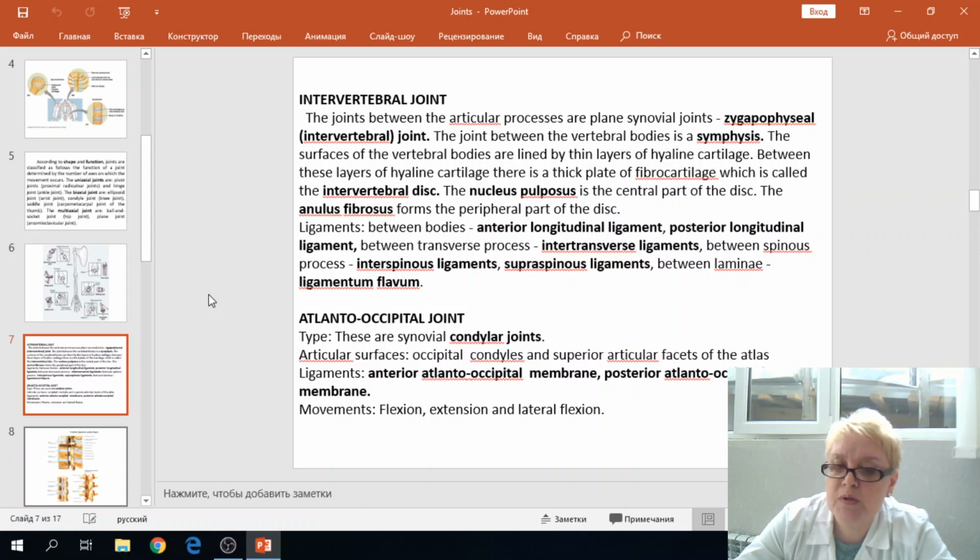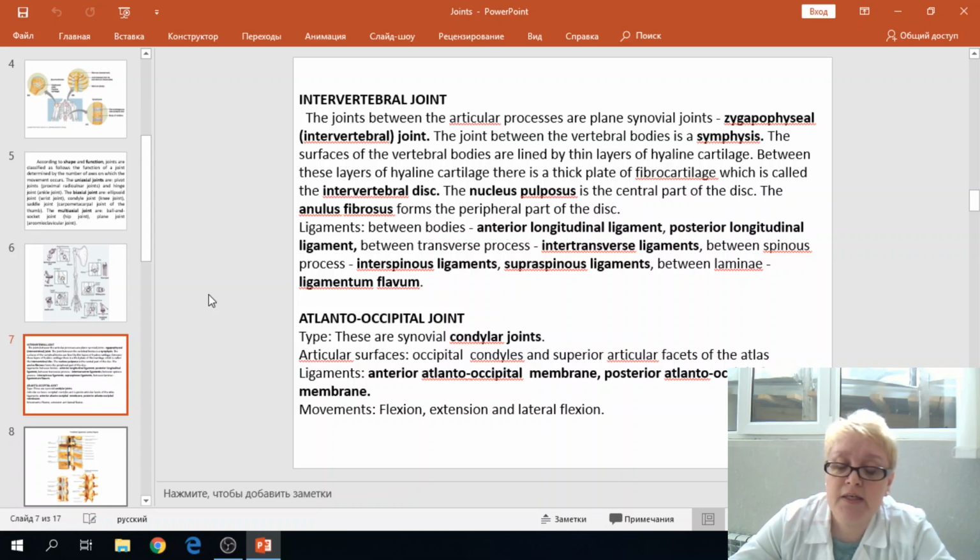Between processes, we also have several ligaments. Between transverse processes, we have the intertransverse ligament. Between spinous processes, we have the interspinous ligament, and attached to the tip of the spinous process is the supraspinous ligament. And between laminae, it's the ligamentum flavum.